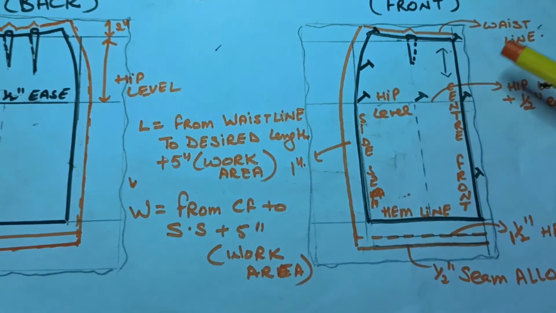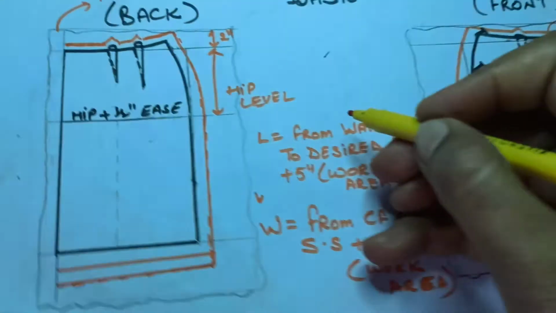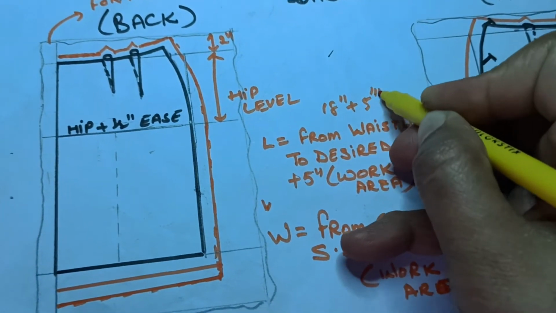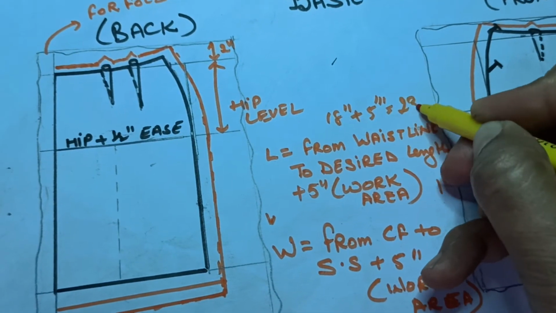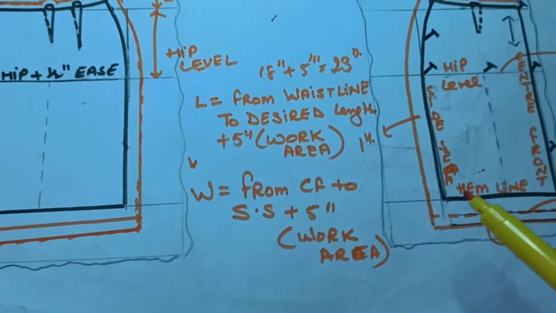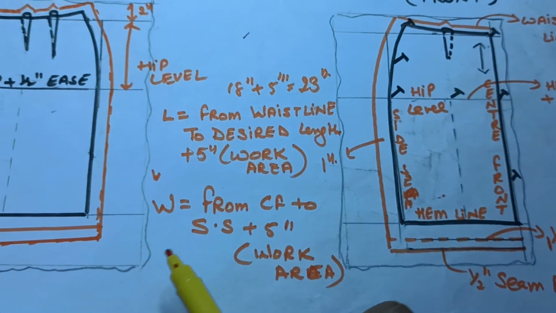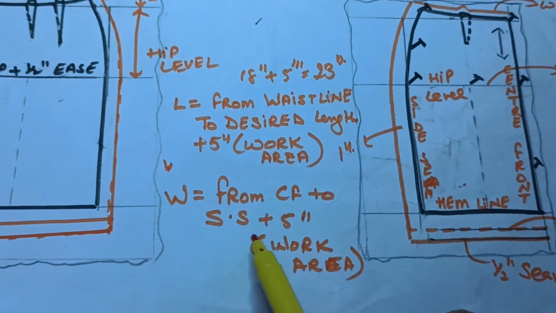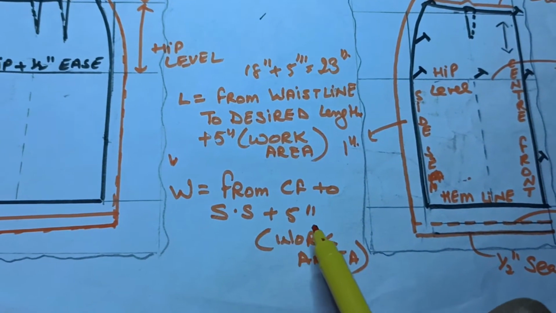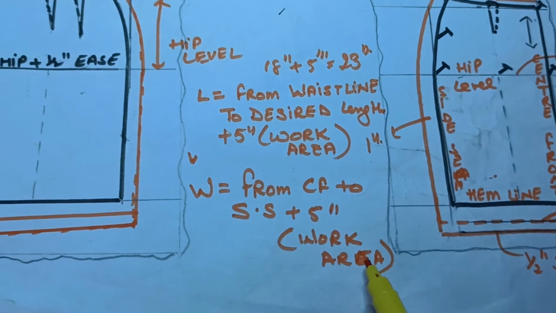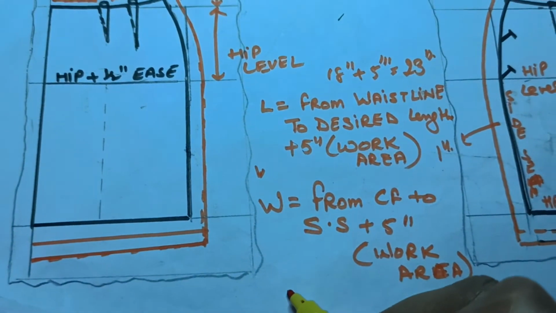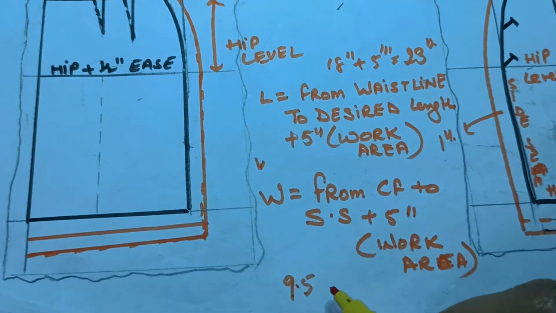So the total length will be 18 plus 5, that will be 23 inches. Then you will be taking the width of the block from the center front to side seam, and you'll be adding 5 inches as the work area. Say the measurement from center front to side seam comes out to be 9.5.